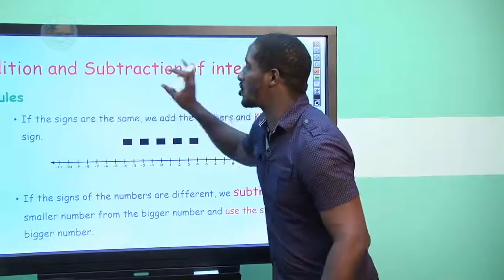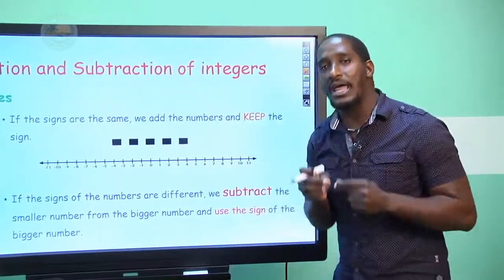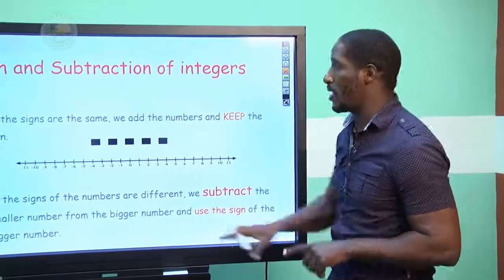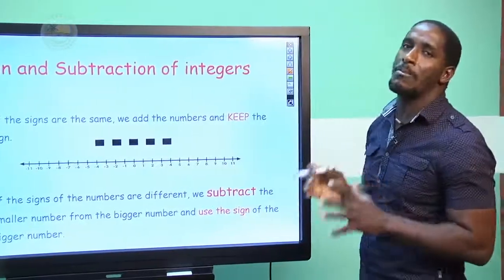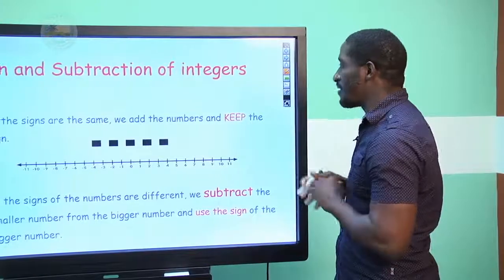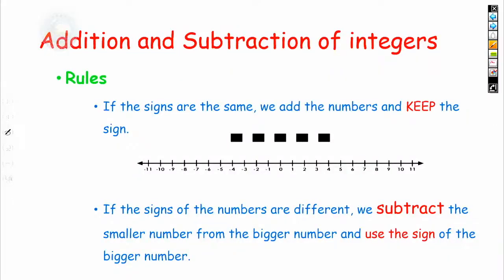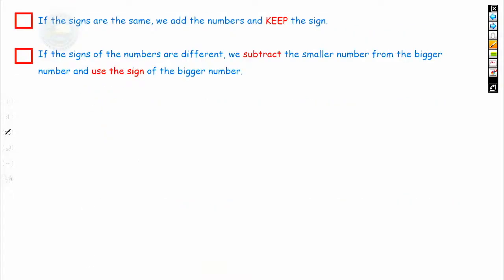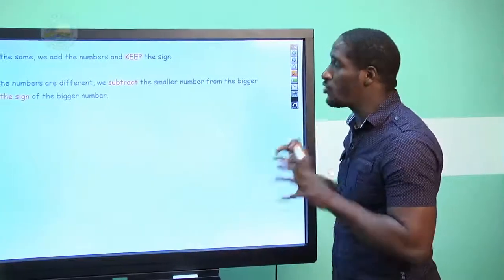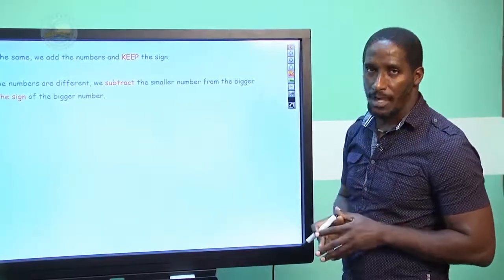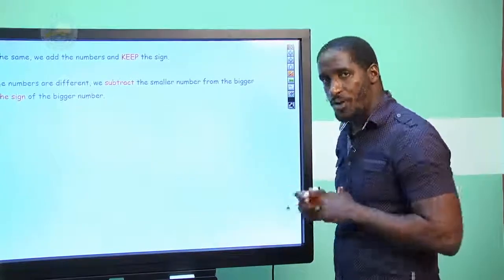If we are doing addition and subtraction, the rules that I want you to utilize are these. If the signs on the numbers are the same, we add the numbers and keep the sign. However, if the signs on the numbers are different, we subtract the smaller number from the bigger number and use the sign of the bigger number. Again, the rules are these. You must specify the operation. You cannot give the rule without the operation.